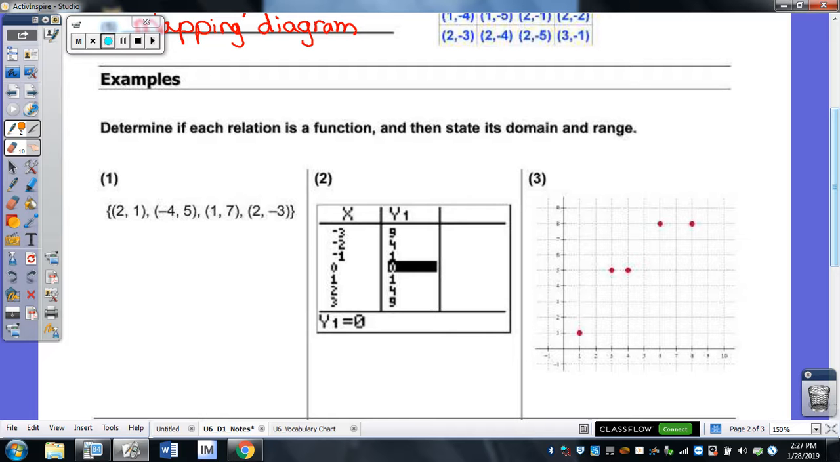So the first one, here is an example of your roster form. They have just listed out the ordered pairs. If we look at our domains, which is what we have to look at to determine if it's a function or not, would this one be a function? No, because you've got that value of 2 in your domain that is repeated. So not a function.